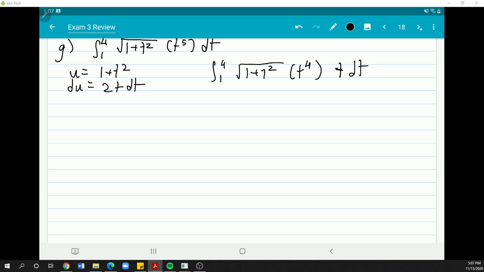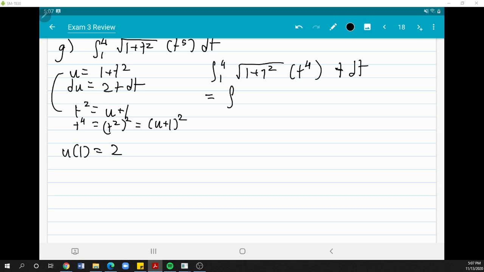And I'm going to look at this t to the 4th and say, wait a minute, if u equals 1 plus t squared, I can rewrite this equation as t squared is equal to u plus 1. T to the 4th is t squared squared is u plus 1 squared. So this integral becomes integral from, and now I need to change my bounds. U of 1 is equal to 2. U of 4 is equal to 17. So integral from 2 to 17, square root of u, t to the 4th we just said was u plus 1 squared. And then the t dt, I need 2 of those, I only have 1, so I can just put in a 1/2 du.